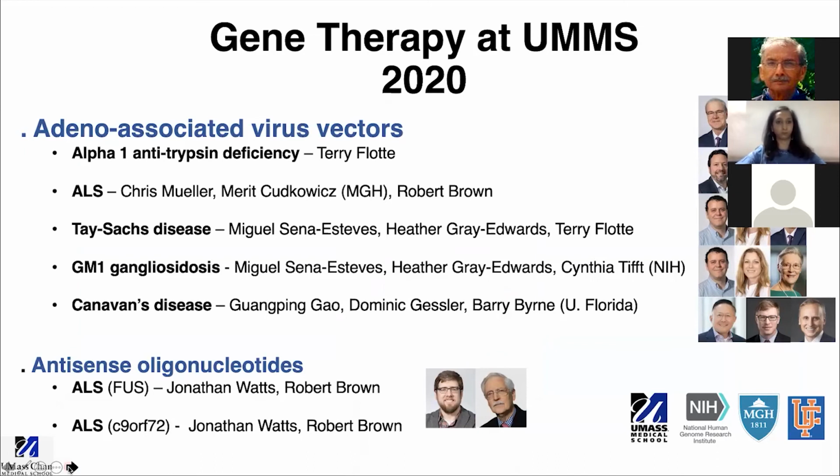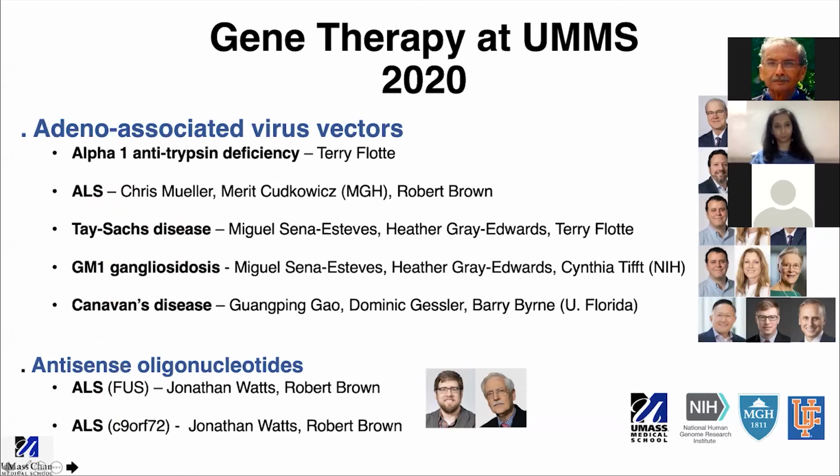that we've translated to the clinic. There are a number of them, including ALS, where Bob Brown, his picture is right here, working with Chris Mueller and a colleague at Mass General. They've done quite a few clinical trials in ALS, both in SOD1-caused ALS as well as other forms of ALS. And other team members and I have developed, and now have in clinical trials, AAV gene therapies for Tay-Sachs disease and GM1 gangliosidosis. So these are some of the programs that have gone forward to clinical application.